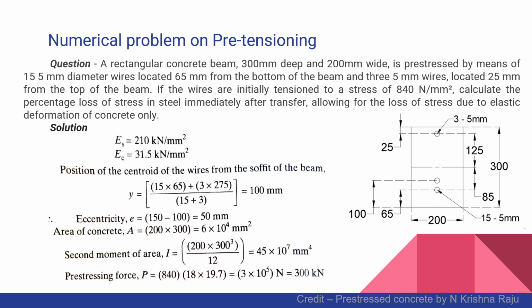Now find out area of concrete, which is B into D, 200 mm into 300 mm. Now find out moment of inertia of cross section, which is BD cube by 12, where B is 200 mm and D is 300 mm. Now calculate prestressing force, which is the product of initial prestress, which is 840 Newton per mm square, and area of cross section of steel, which is 18 wires times area of one prestressing steel.